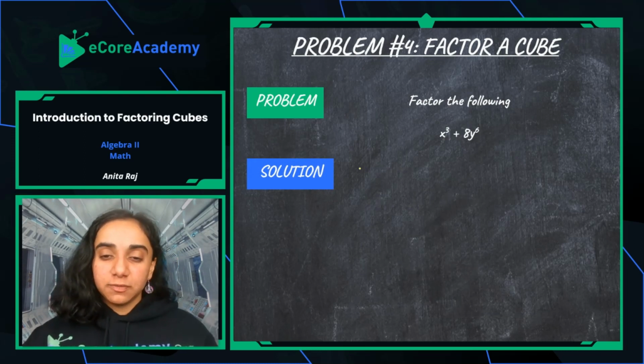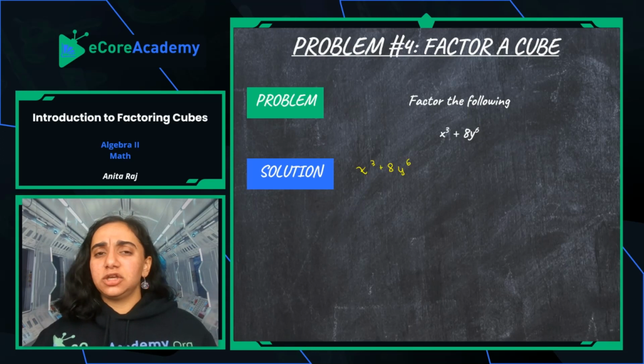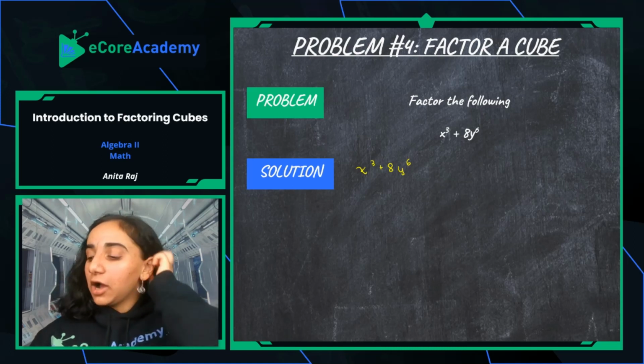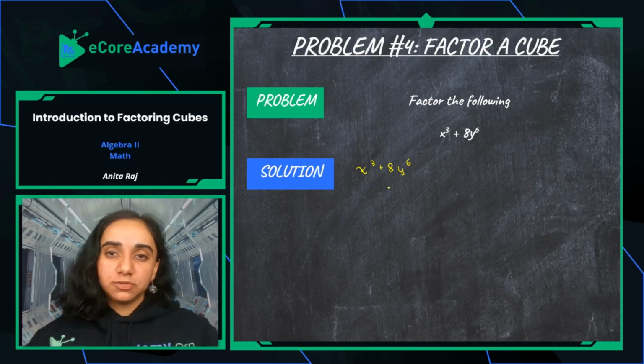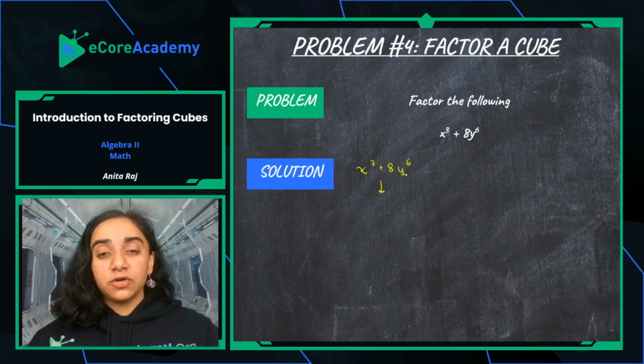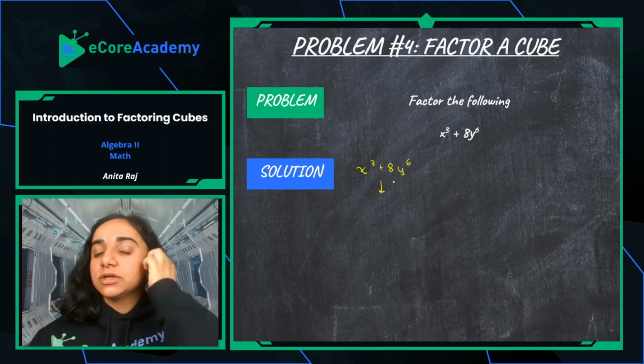Okay, I'm going to rewrite this problem, x cubed plus 8y to the 6th. If you look at it at first glance, you're probably thinking, yeah, x cubed is a perfect cube. But is 8y to the 6th power a perfect cube? Well, I'll show you how we're going to prove that, or disprove that. So first, what we want to do is look at what we are working with. Are we doing a sum or difference of cubes? Because there's addition, we're doing a sum of cubes.